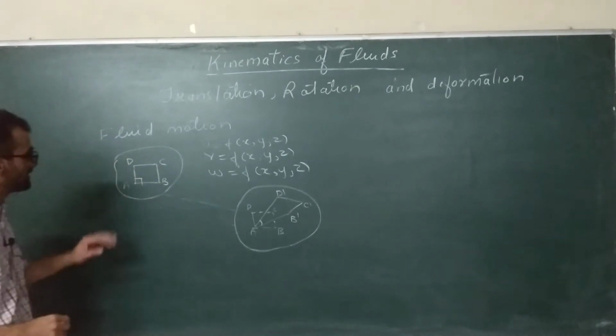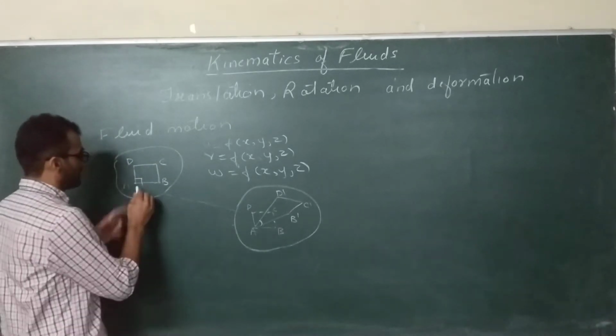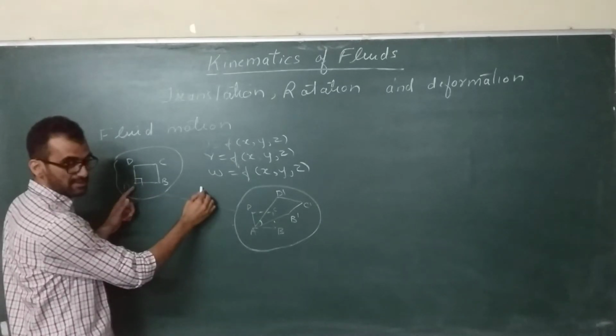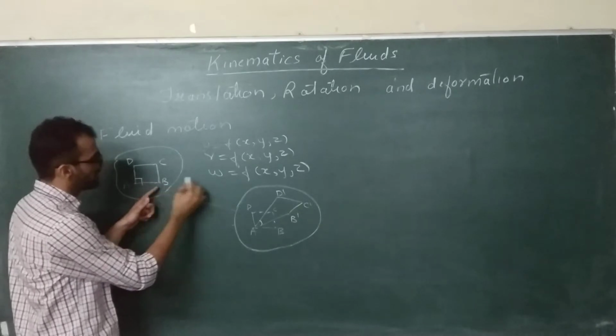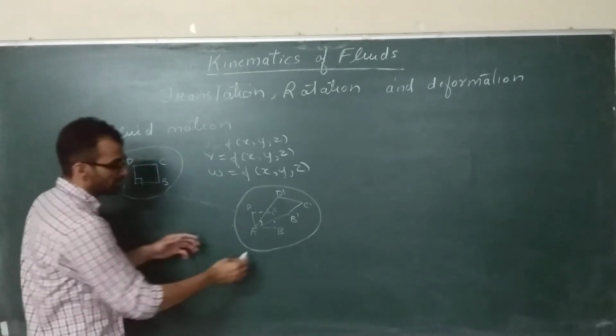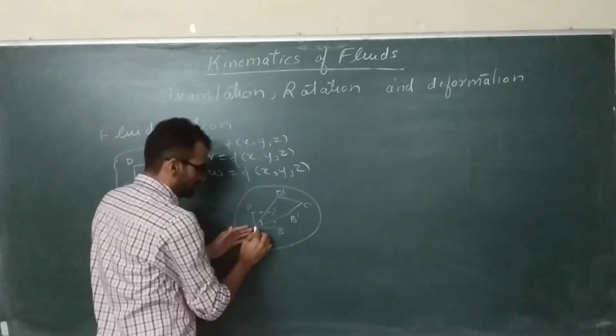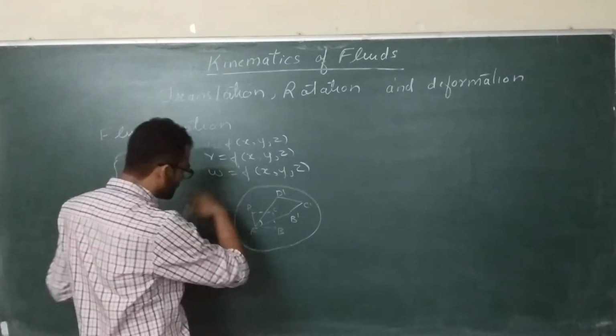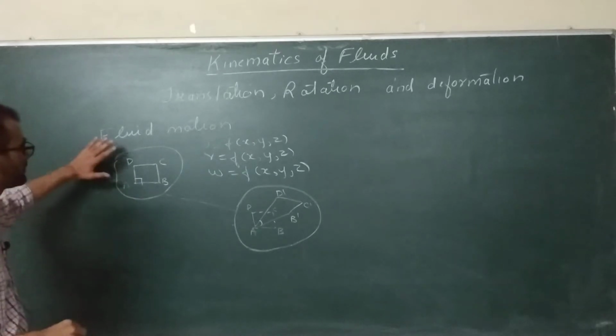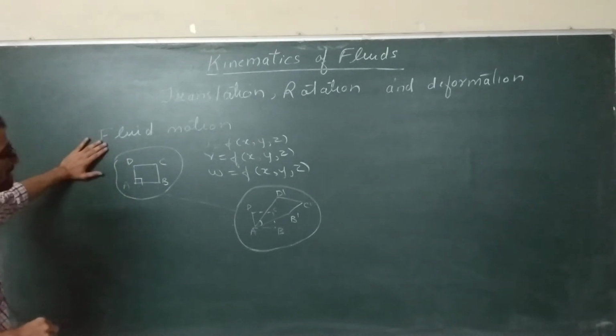Now why is this happening in fluids? Because A is moving with a different U and V, and the point B is moving with a different velocity in X and Y directions. So you will get elongation, you will get deformation, etc. This happens in case of a fluid motion. So there is a difference between solid and fluid motion.